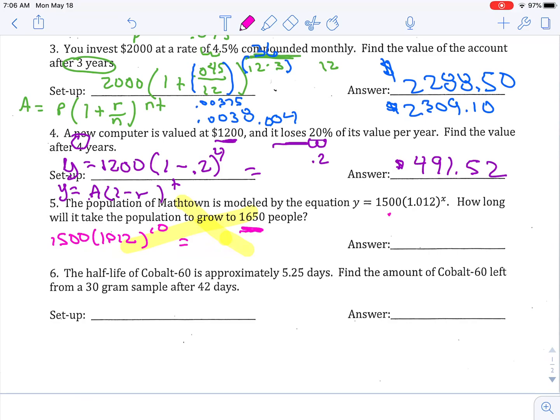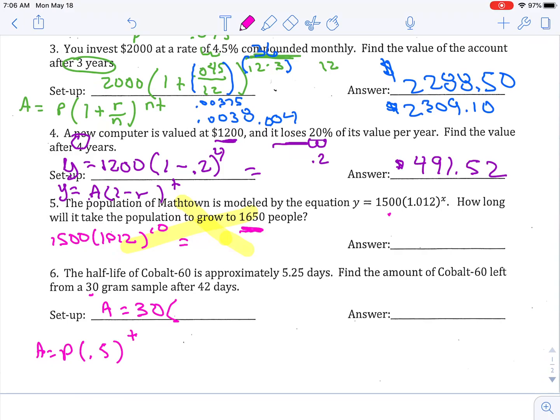Let's go to the last question, half-life. The half-life of cobalt-60 is approximately 5.25 days. Find the amount of cobalt-60 left from a 30-gram sample after 42 days. Okay, so this is our half-life. Half-life looks like this. It's just that our T is a little more complicated. So our original amount we have is 30 grams. So we start with 30 grams.